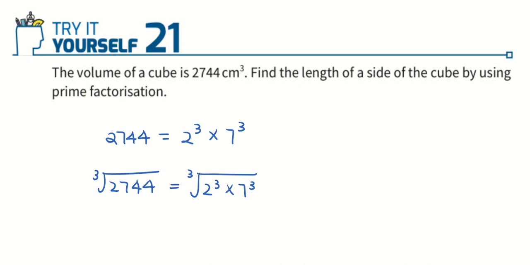So if I give you the index notation of 2744, can you find the cube root of it? Can? We just what? Powers divide by 3. So if both powers divide by 3, what are you left with? You are left with 2 times 7. Calculate it, it gives me 14. So the length of a side of the cube is 14 cm.